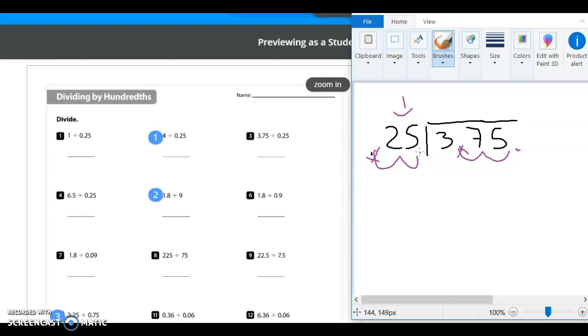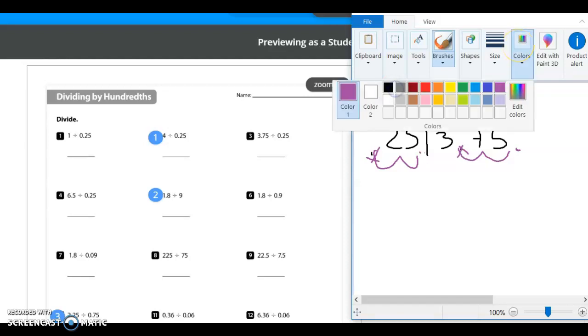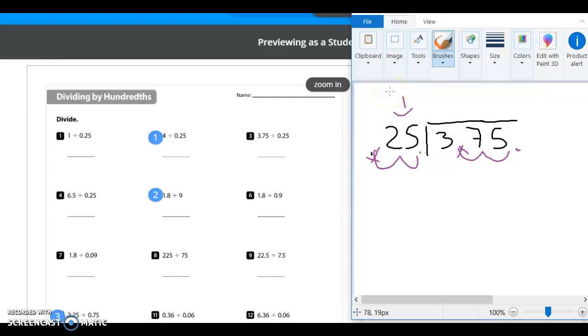All right, so I know, because I'm thinking about this in quarters, that 25 cents does not go into 1, or does not go into 3, so I'm going to put a 0 there. I know that 25 goes into 37, or 37 divided by 25 is 1. 1 times 5 is 5. 1 times 2 is 2. Now I'm going to subtract. 7 minus 5 is 2. 3 minus 2 is 1. I'm going to bring down that 5.